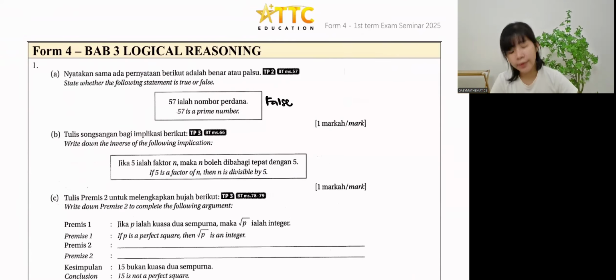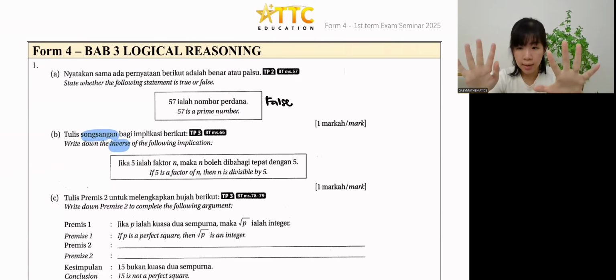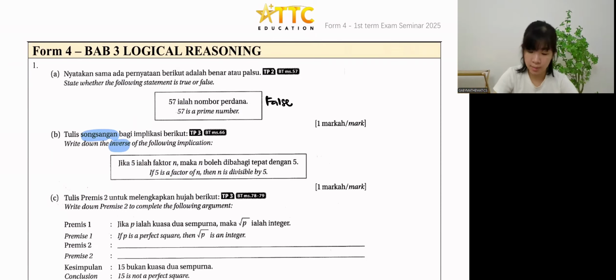Write down the inverse of the following implication. Okay, inverse, songsangan, means everything remains. Everything remains. You just change to not. Change to bukan.